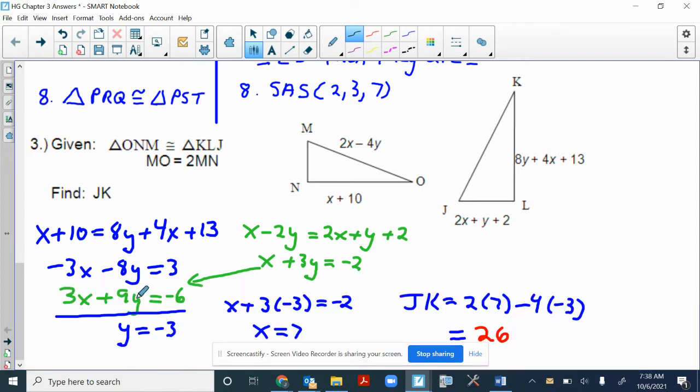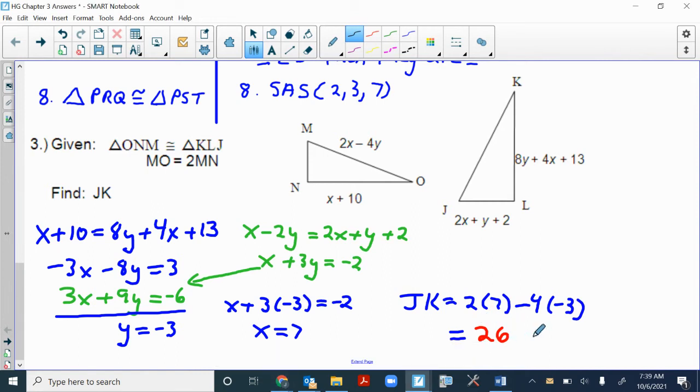I decided to use elimination here and multiply this one by 3. So then I add straight down. The x's cancel. You get y equals negative 3. Substitute it back in to get x equals 7. And then they wanted to find JK, which was congruent to MO. So I just substitute the x and the y in, and that's how I get the 26.